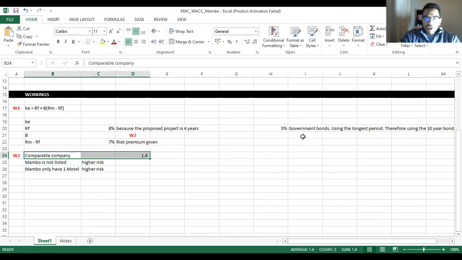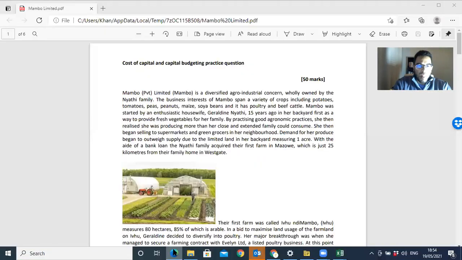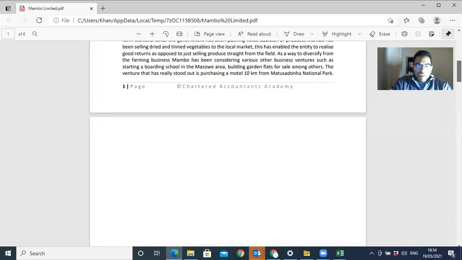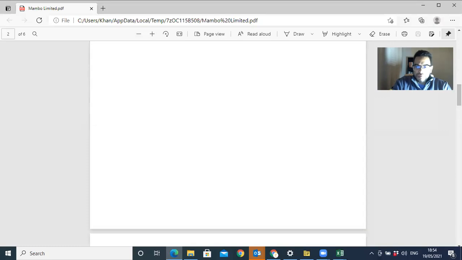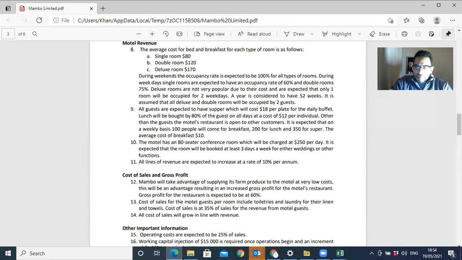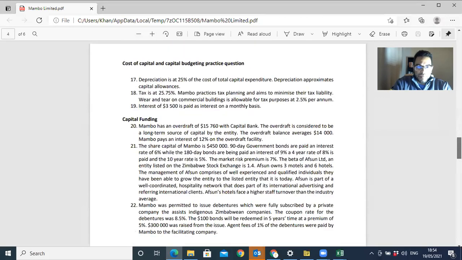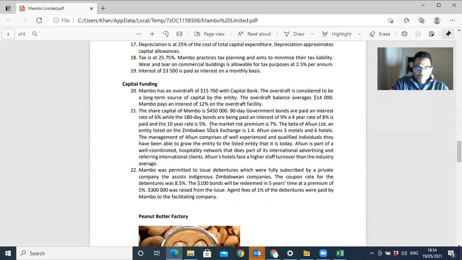So if I go to the scenario, you should see the scenario on my screen. Over here, they're telling you the beta of FSUN Ltd, an entity listed on the Zimbabwe Stock Exchange, is 1.4. So that is the comparable company. You know you can't use 1.4 because it's not Mambo. So what you do, you start off with this 1.4 and you adjust for differences between Mambo and FSUN.